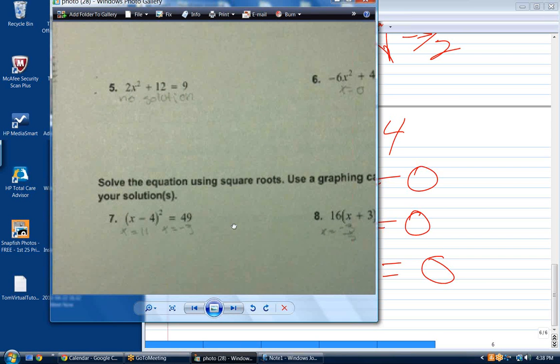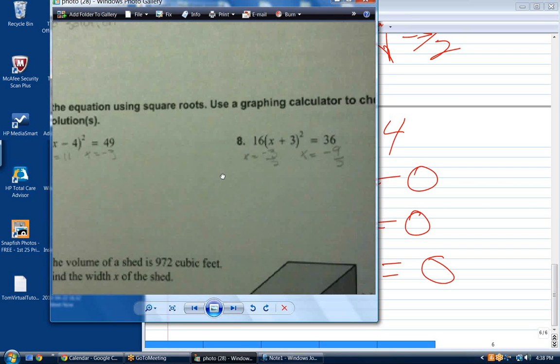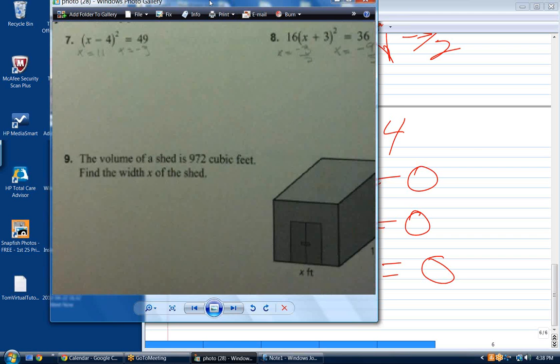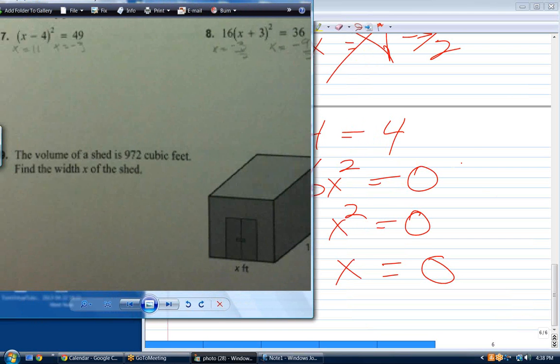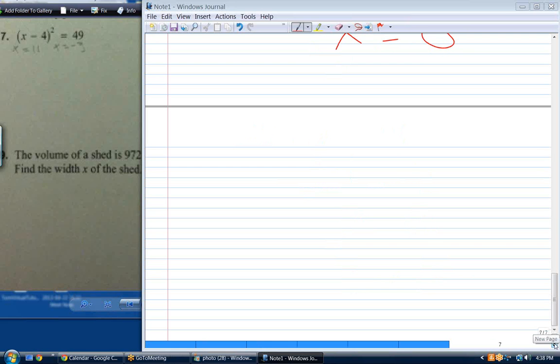Okay, solve the equation using square roots. Use a graphing calculator to check your solution. Okay. I don't have a graphing calculator, so I don't have to do that, but... Okay. Now, notice here that we still want to isolate x, but what's the first step here?